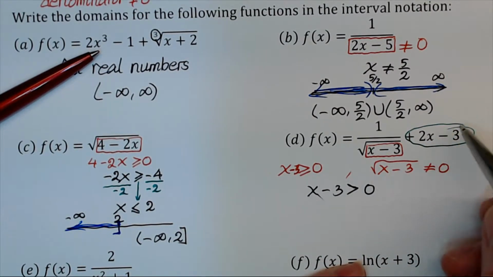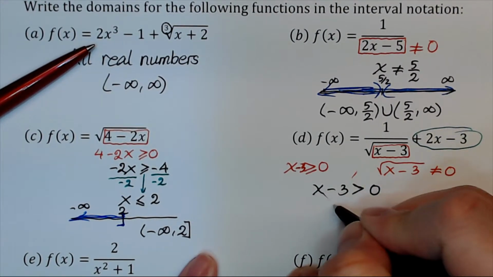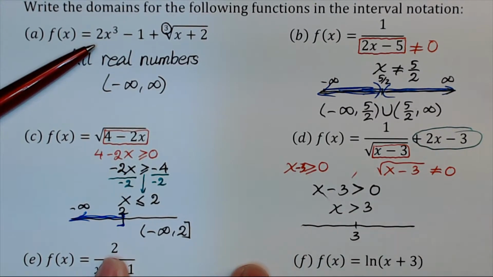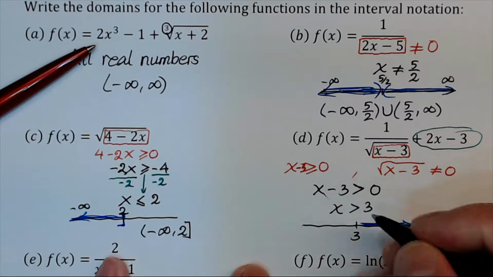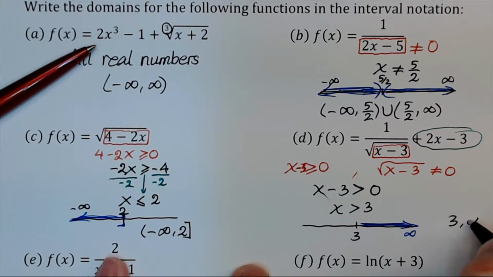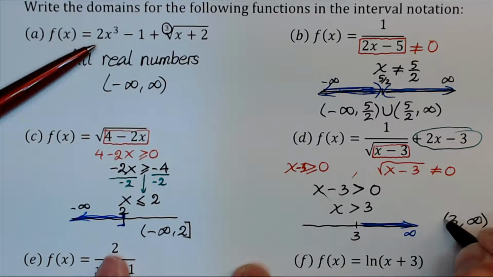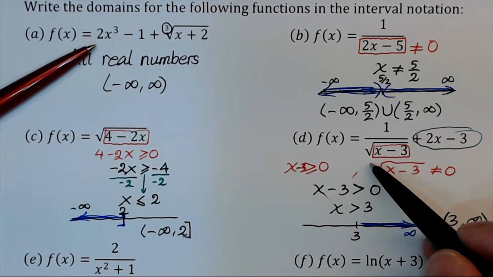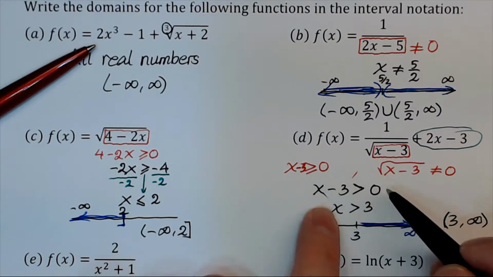Not going to worry about that. This is all we have here. Plus 3 on both sides, we have x greater than 3, and that's pretty much it. So it's going to be on the right side of 3. So just say 3 to infinity, and since there is no equal sign, we have to use parentheses. The difference between these two problems is that the square root of x minus 3 is in the denominator, so it cannot be equal to 0, it's just greater than.